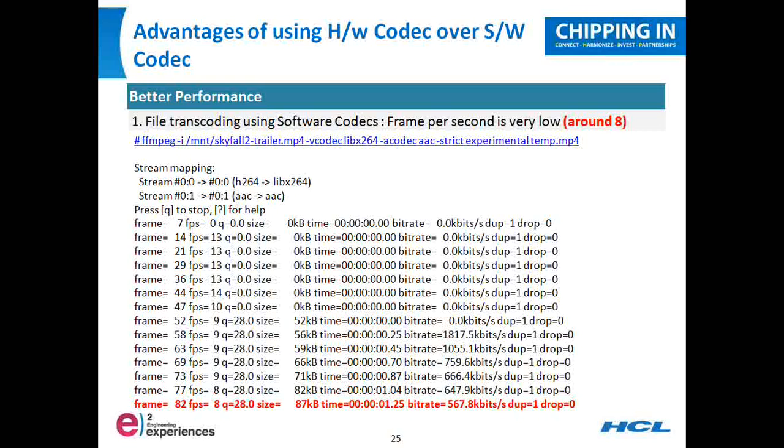So now I'll present a few live case studies where using hardware codecs resulted in better CPU performance as well as better frame rate. So the first example is, the user is trying to do a transcode using software libraries. libx264 is a software H.264 library. So as you can see, the frames per second is as low as 8.